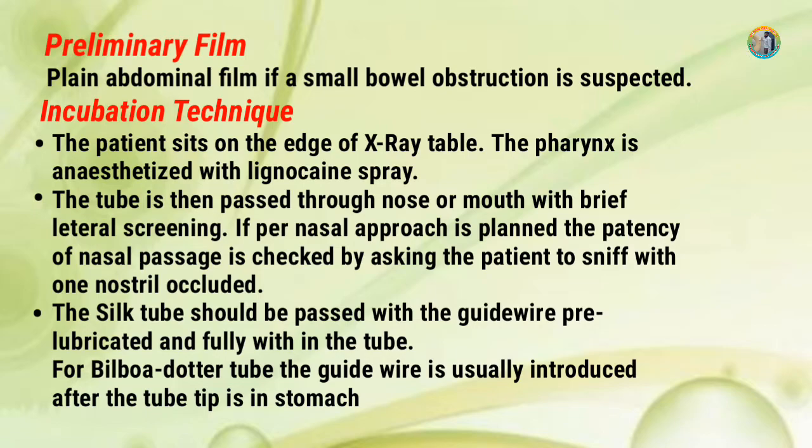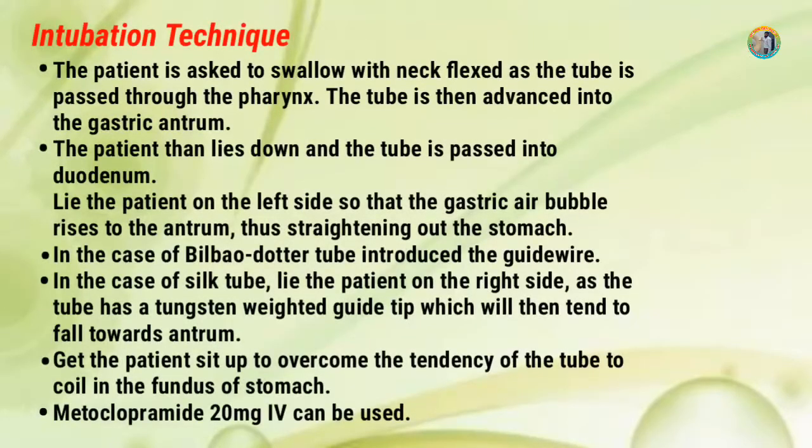For the Bilbao Doyle tube, the guide wire is usually introduced after the tube tip is in the stomach. The patient is asked to swallow with neck flexed as the tube is passed through the pharynx. The tube is then advanced into the gastric antrum. The patient then lies down and the tube is passed into the duodenum.